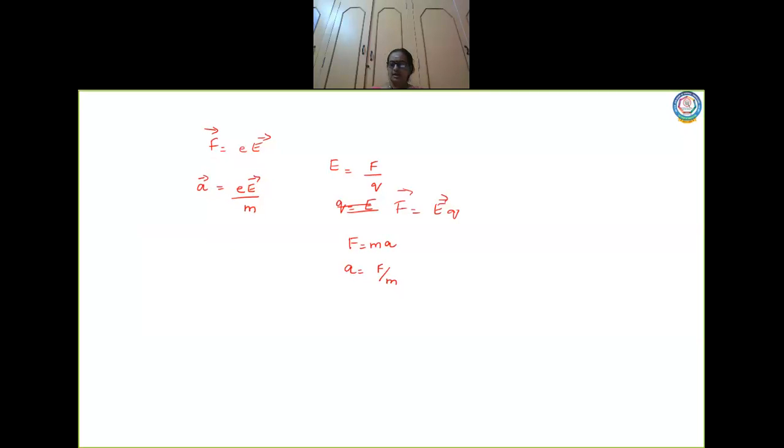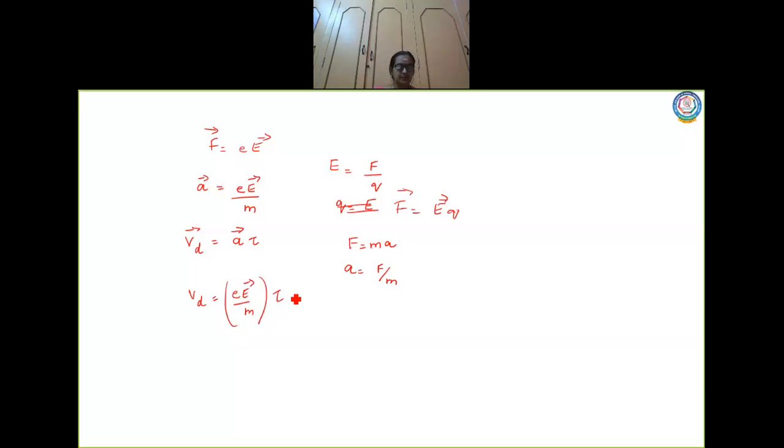Now we are going to substitute into the formula for drift velocity. Drift velocity is nothing but acceleration into tau, where tau is the time interval between two successive collisions. Yesterday I was explaining this. It is also called relaxation time. So this is the formula for drift velocity. Substitute for the acceleration value. So Vd is equal to, substituting A as E into E by m, into tau.